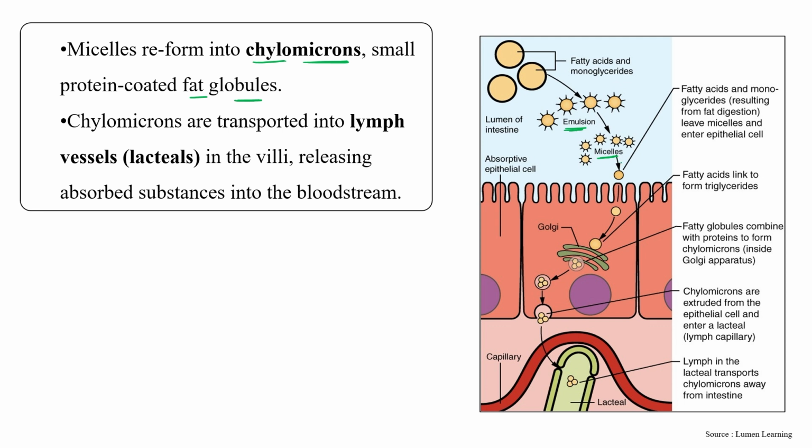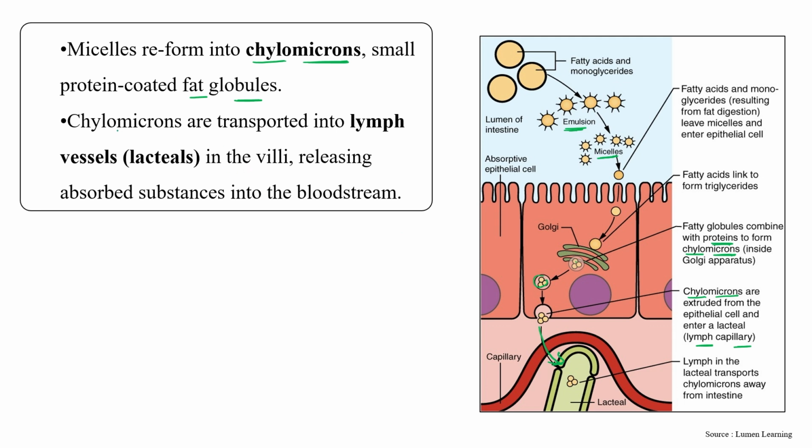These micelles convert into chylomicrons when a protein covering comes around the fat globules. Now, these are the chylomicrons. There is a protein covering. Now these chylomicrons come towards the lymph capillary, which is known as the lacteal. Then the lymph in the lacteal transports chylomicrons away from the intestine.